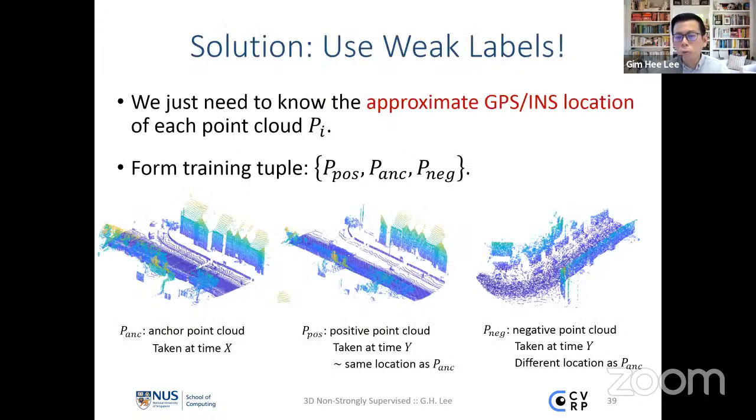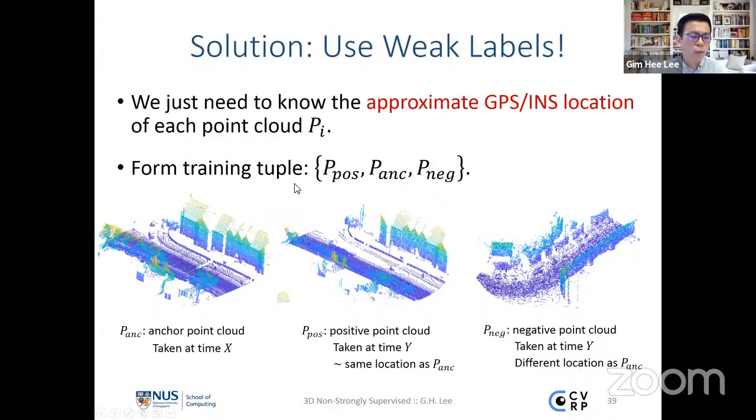The solution to mitigate the need for strong labels for keypoint detectors, which are very challenging to obtain, is to use what we call weak labels. Weak labels here simply refer to the approximate GPS or INS location of each point cloud, denoted as P_i here. So the point cloud here could be a segment of the point cloud from a scene, as shown in this diagram here.